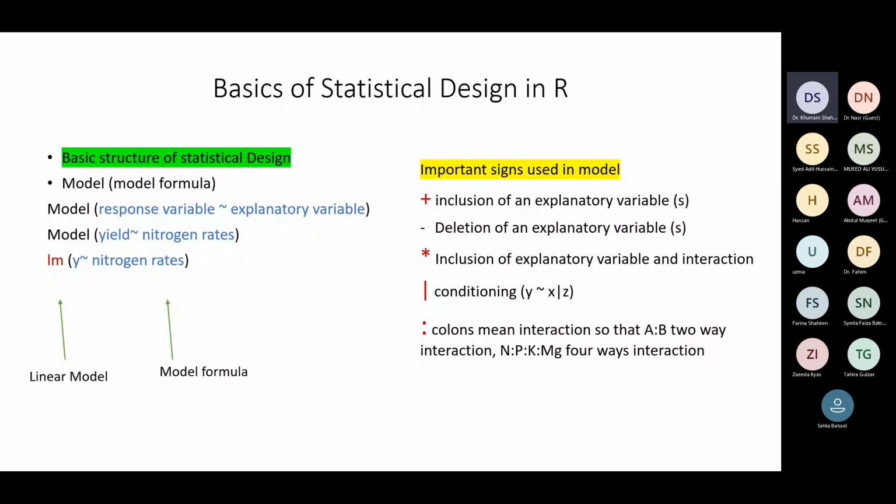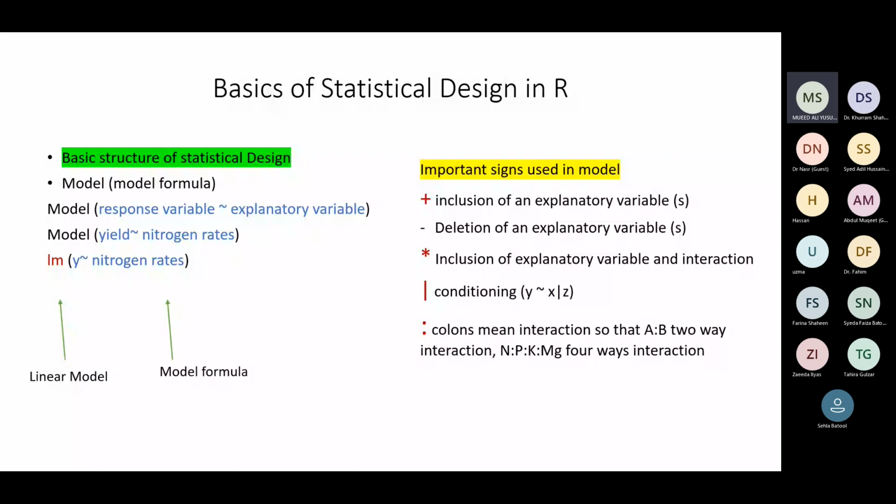Dr. Mohit Ali, can you please repeat what we have learned in these three slides about statistical analysis in R? Yes, sir. The first slide is the basic structure of the statistical design and the important signs that come with it: the model and the model formula. We have the response variables and explanatory variables. In this case, the linear model is the model, and the model formula is the yield and the nitrogen interaction, the nitrogen rate. And the important signs, we have for the inclusion and deletion of the explanatory variables, and then the inclusion of the explanatory variables and the interaction.